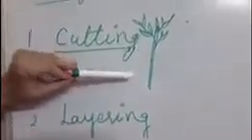Now we will discuss about cutting. It is a very common artificial method. We take a cutting of a mature stem of a parent plant. It should have a node. It should also have an axillary bud. Now we will place this cutting into moist soil for a few days. After some time we see that the roots have developed and it grows into a new plant.